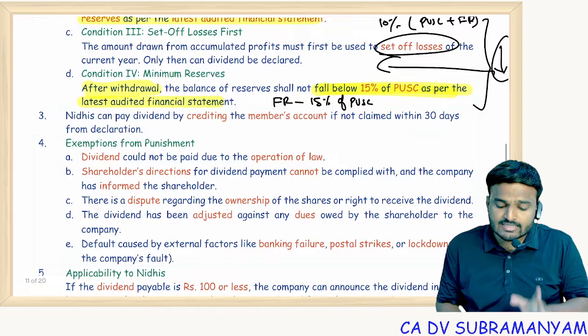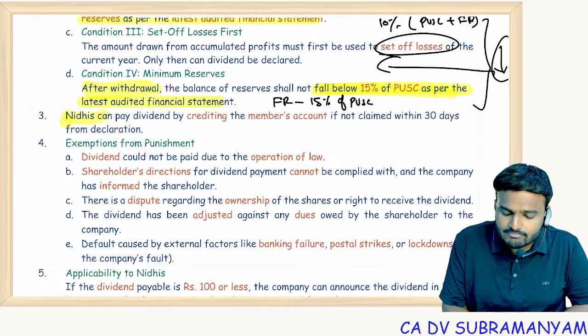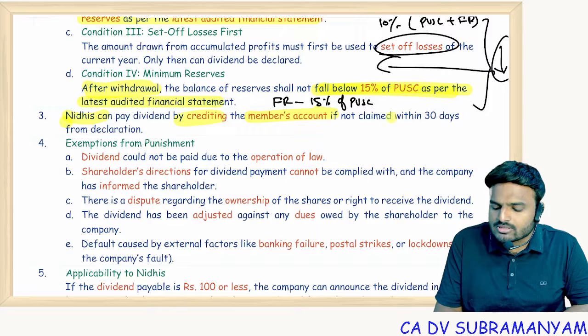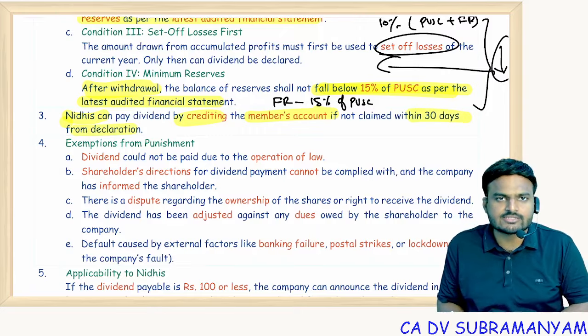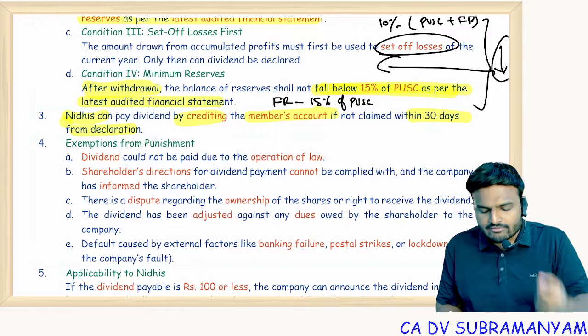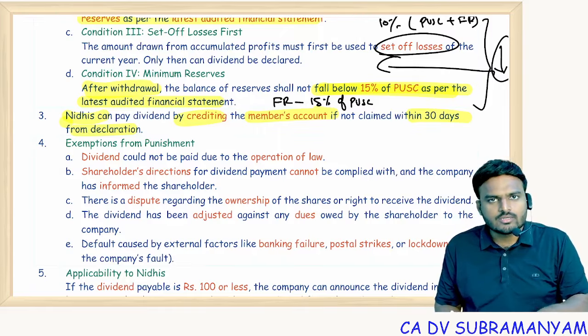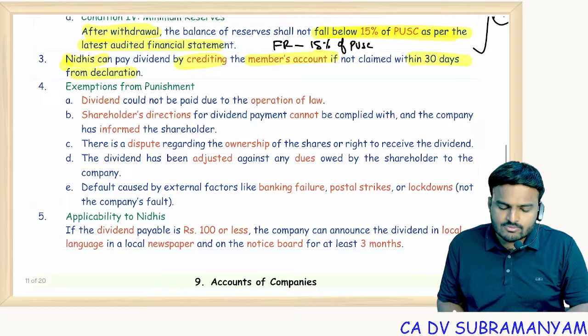Nidhi companies can pay dividends. Remember this point. Nidhi companies can pay dividends by crediting the members' account if not claimed within 30 days. Directly credit the dividend amount to the members' account if not claimed within 30 days from the declaration.